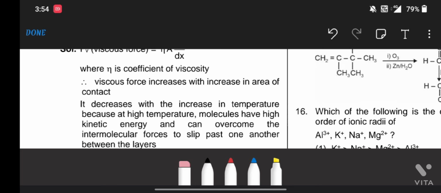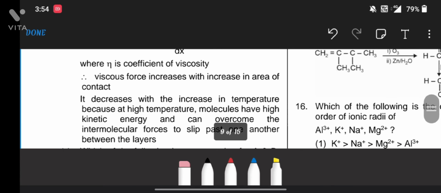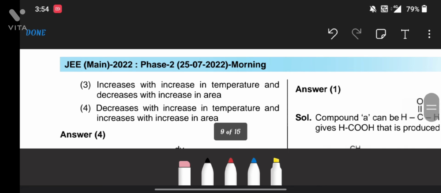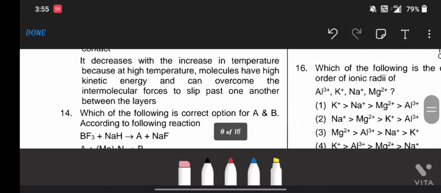It decreases with increase in temperature, because at high temperature molecules have high kinetic energy and can overcome the intermolecular force to slip past one another between the layers. So viscous force decreases with increase in temperature and increases with increase in area. That is option four, the correct option for question number 13.